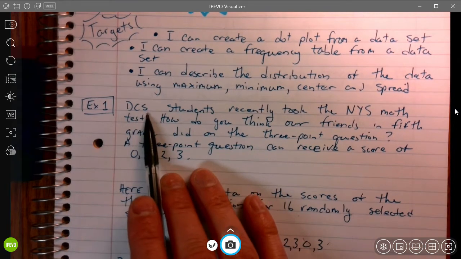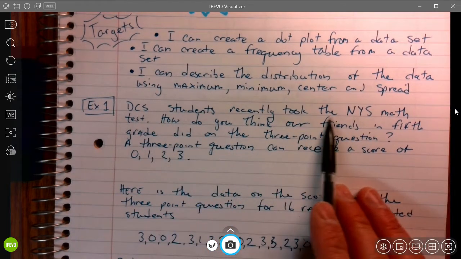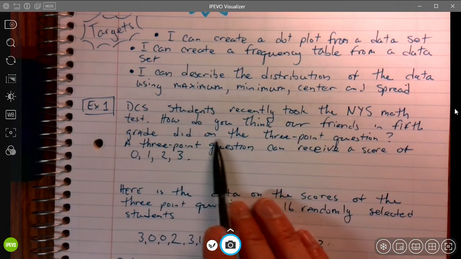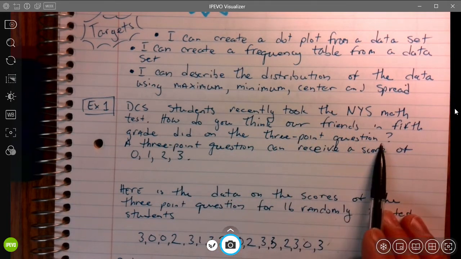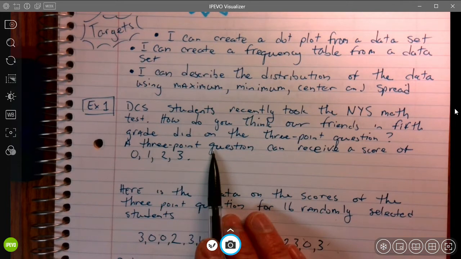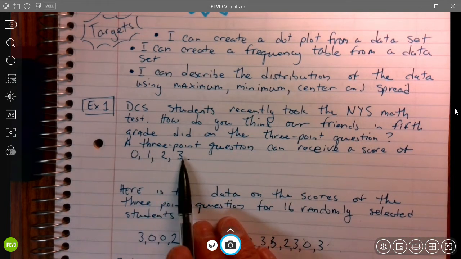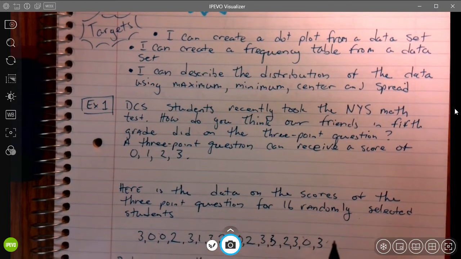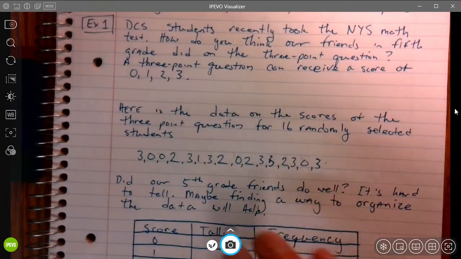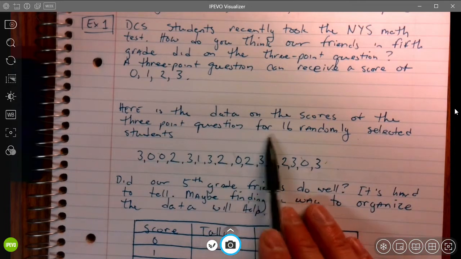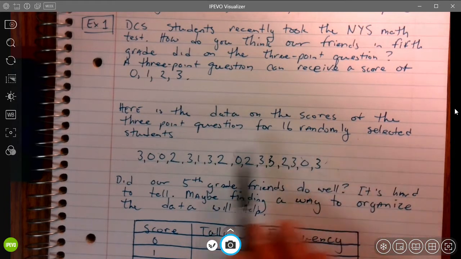Discovery Charter School students recently took the New York State math test. How do you think our friends in 5th grade did on the 3-point question? A 3-point question can receive a score of 0, 1, 2, or 3. Here is the data on the scores of the 3-point question for 16 randomly selected students.